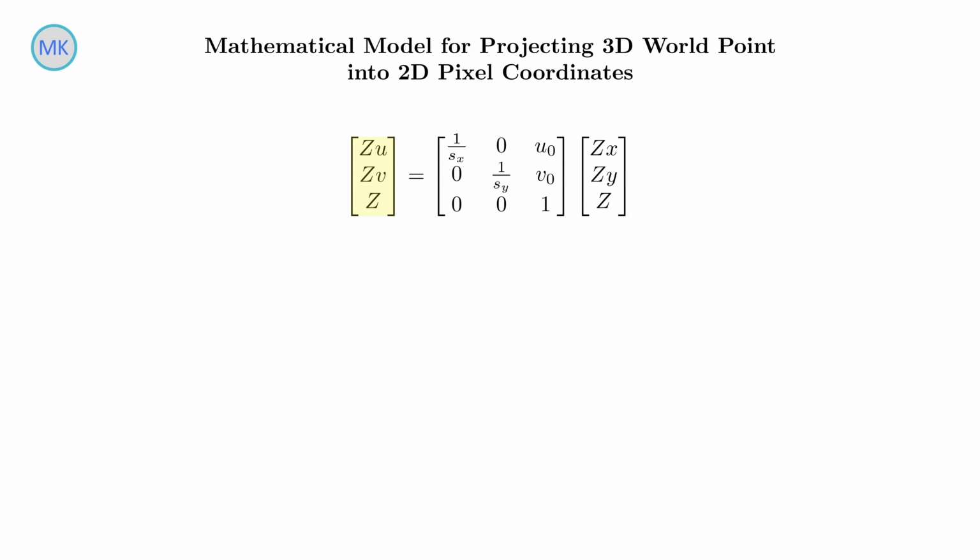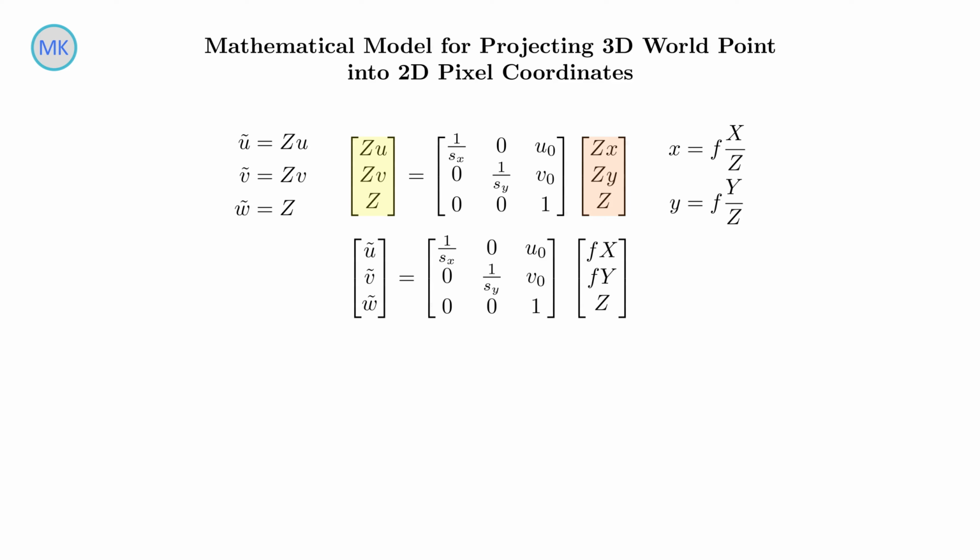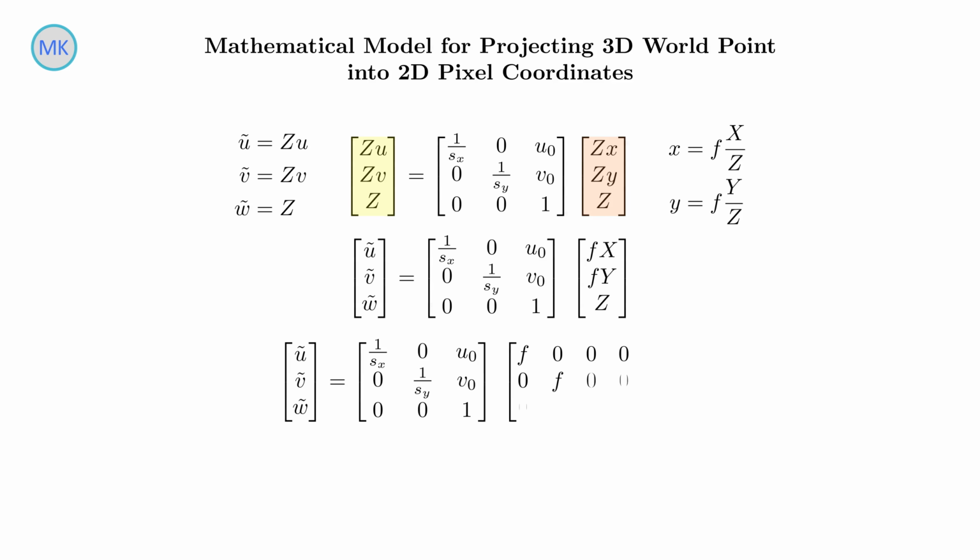We define the homogeneous pixel coordinates as u tilde equals Z times u, v tilde equals Z times v, and w tilde equals Z. Using the familiar pinhole projection equations, we substitute the image coordinates and rewrite the projection as a matrix multiplication involving the coordinates of the point with respect to the camera frame. The 3D point P is represented as a homogeneous vector.